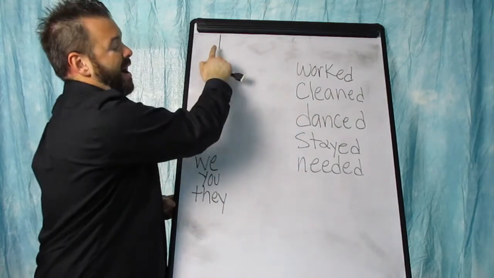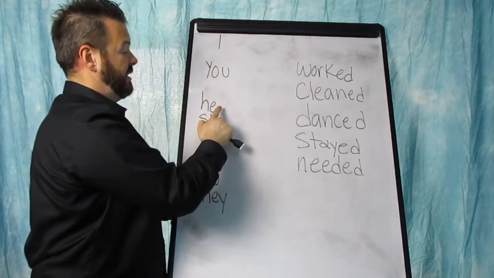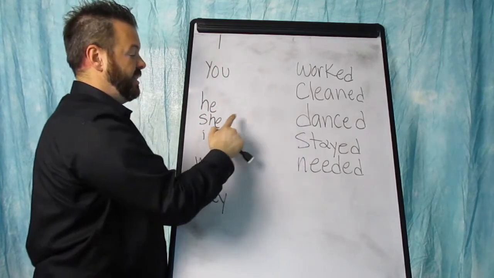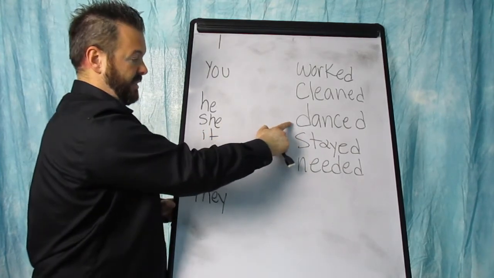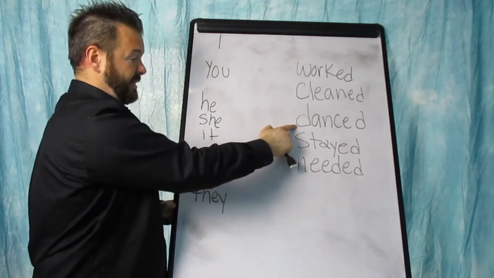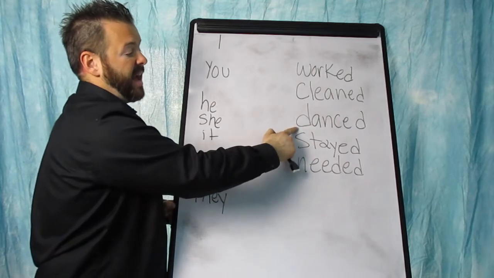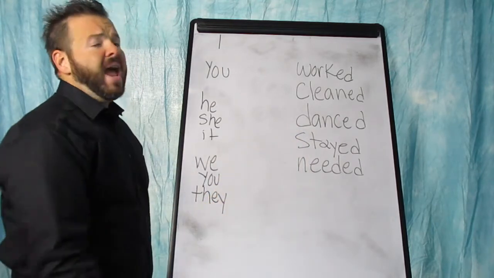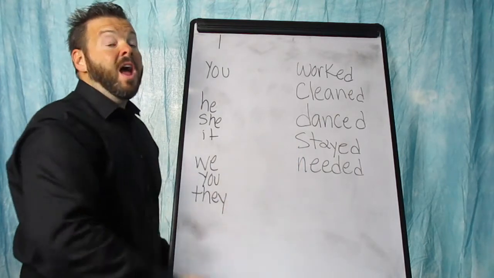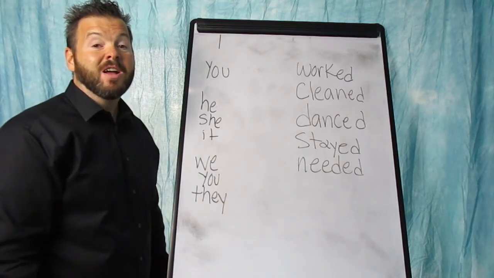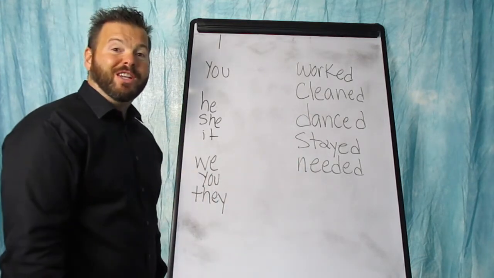Danced. I danced. You danced. He danced. She danced. It danced. We danced. You danced. They danced. And you can do the exact same thing with stay and needed. I'm sure you get the picture. At this point, pause the video, write everything down, and read it to yourself.